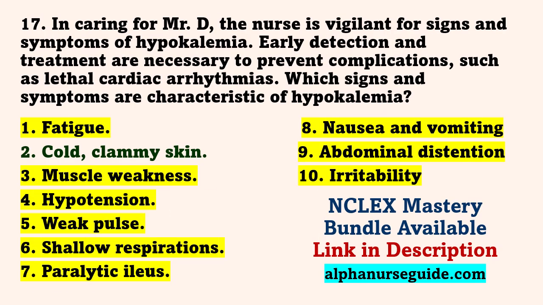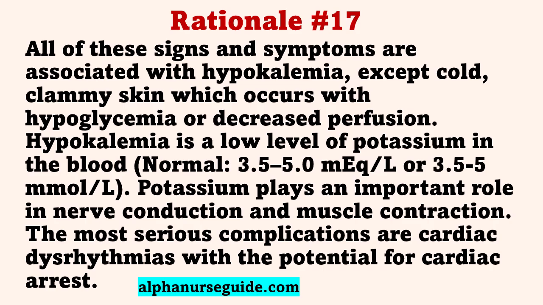The correct answers are 1. Fatigue, 3. Muscle weakness, 4. Hypotension, 5. Weak pulse, 6. Shallow respirations, 7. Paralytic ileus, 8. Nausea and vomiting, 9. Abdominal distension, and 10. Irritability. Rationale. All of these signs and symptoms are associated with hypokalemia, except cold, clammy skin, which occurs with hypoglycemia or decreased perfusion. Hypokalemia is a low level of potassium in the blood. Potassium plays an important role in nerve conduction and muscle contraction. The most serious complications are cardiac dysrhythmias, with the potential for cardiac arrest.